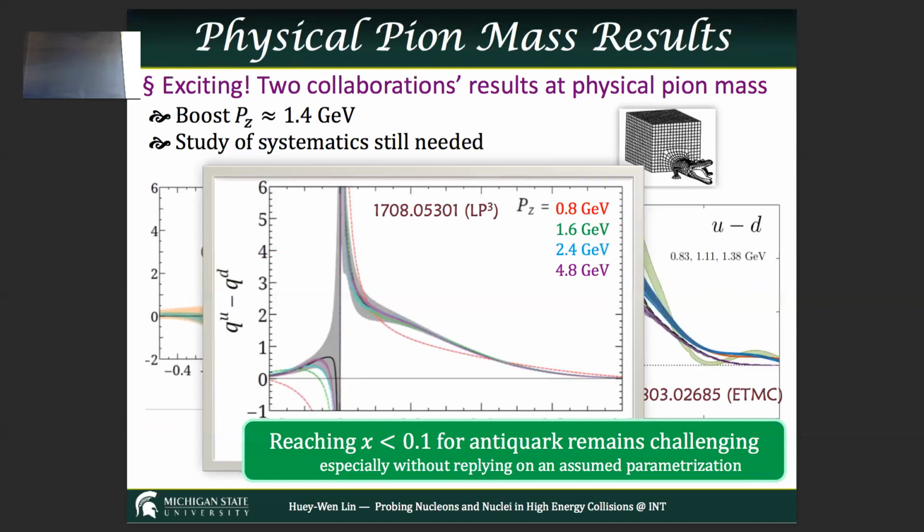This is something I mentioned that we need to think about: how we can reach a smaller x region more reliably, because nobody can calculate large z. You get higher twist effects very quickly, so you don't want to keep your displacement too large. You have to move your momentum even larger. The momentum we are using is probably not enough to get us to these small x regions. So without doing polarization or anything else, how can we reliably determine this small x region in antiquark polarized? Another challenge that we need to think about.